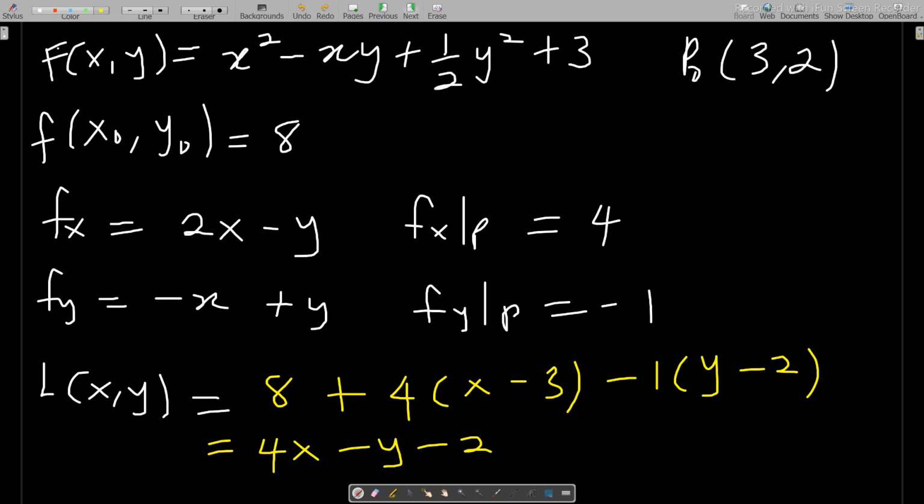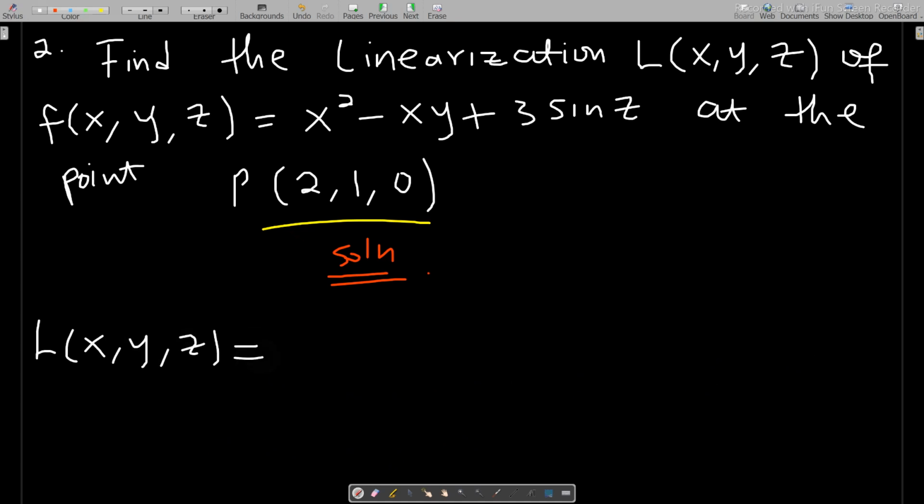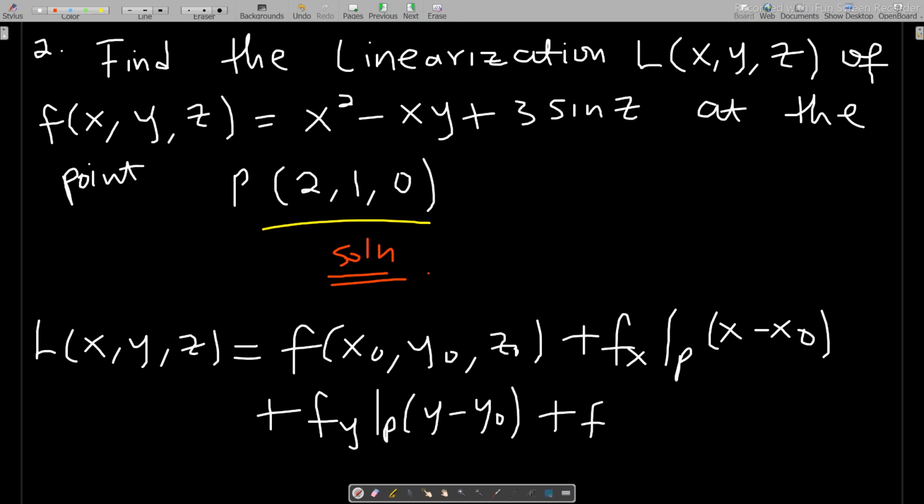Let's go ahead and solve the remaining ones. Find the linearization L of x y z of f of x y z at the given point. The difference here is that this is in 3 variables. When it is in 3 variables, L of x y z is equal to f of x naught y naught z naught, that's the very difference, plus f x at p times x minus x naught, plus f y at p times y minus y naught, plus f z at p times z minus z naught.